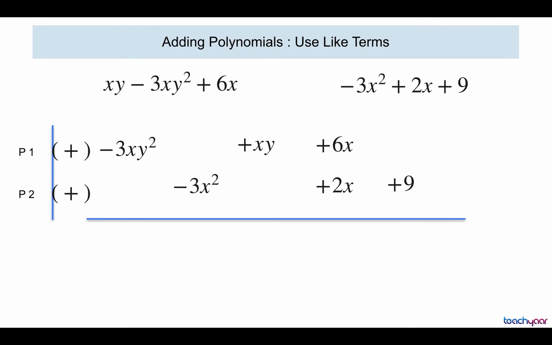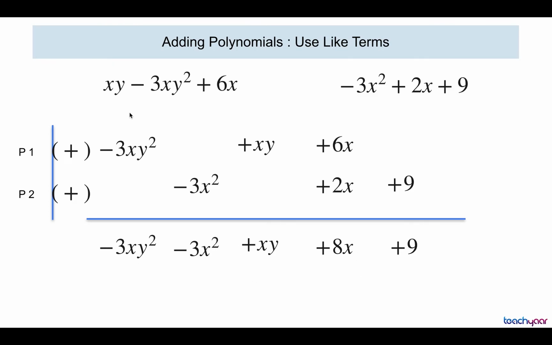And so what you get is, adding this, you get 9, 6 plus 2, 8, xy, and there's no term here, so it's just xy, minus 3x square, no term there, so minus 3x square, and minus 3xy square, again no term in polynomial 2, so minus 3xy square. So the sum of these two polynomials is minus 3xy square minus 3x square plus xy plus 8x plus 9.